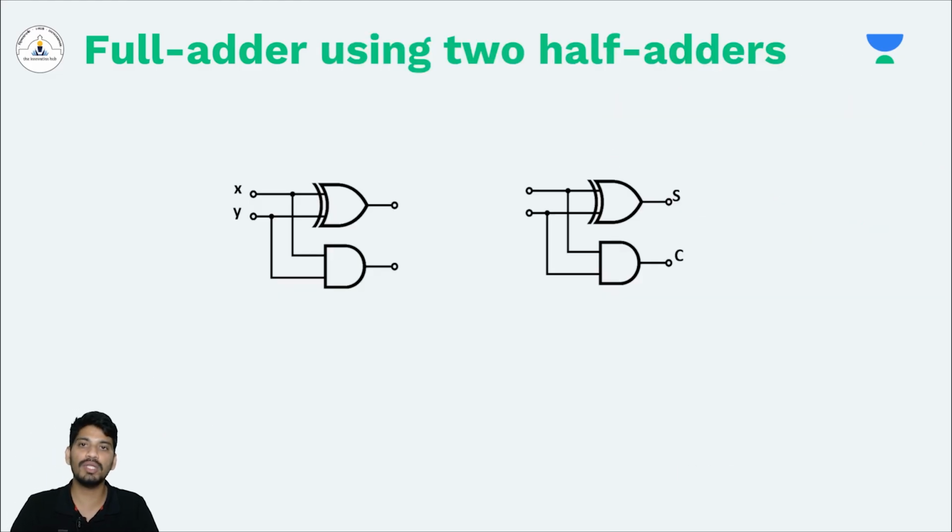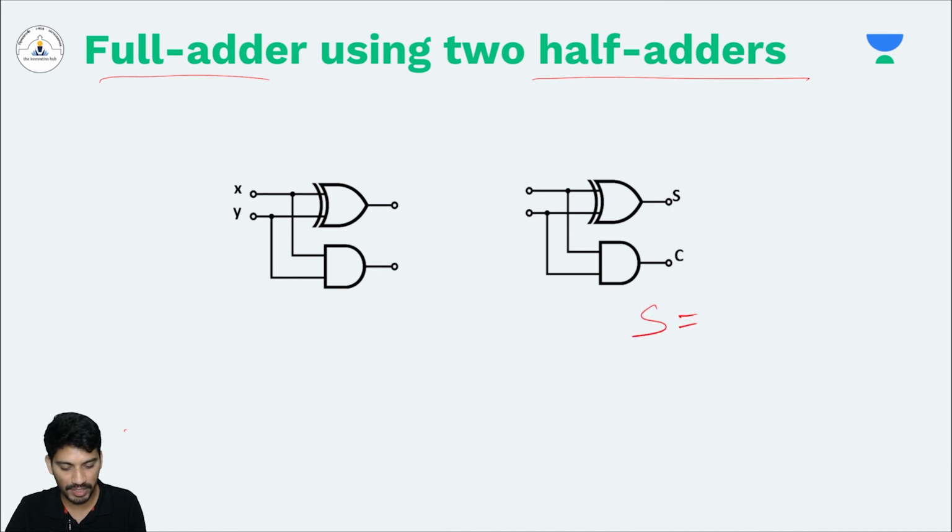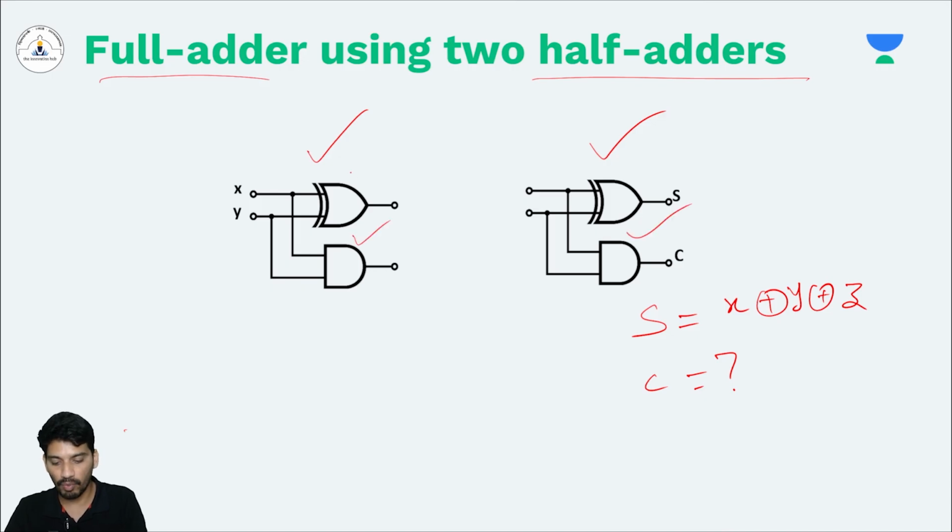But how do we build the full adder using two half adders? We have an expression for S, which is the XOR of x, y, and z, and we'll see what the expression for C is. I have restricted you to use only two half adders, each having one XOR gate and one AND gate. So how do we do that? Again we'll solve for C.